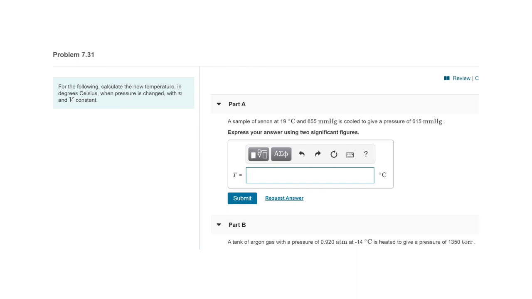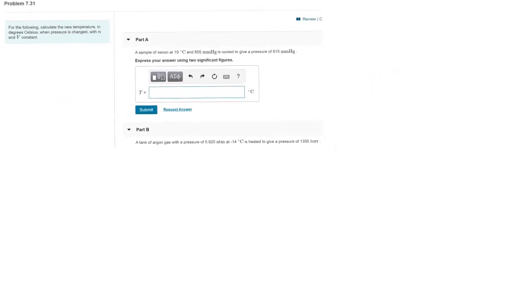All right, the great thing about gas problems, I've always said, is that they basically solve themselves. What do I mean by that? Well, let's go through and label what they've given us. That's the first step whenever you work a gas problem. So you've got a temperature for the first time equal to 19 degrees Celsius.